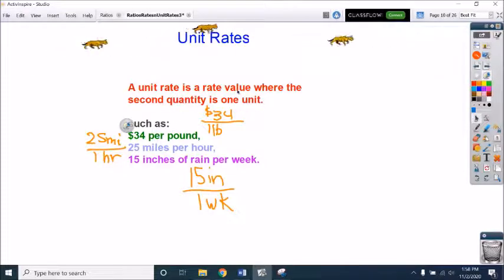A unit rate is a rate where the value of the second quantity is 1 unit. And we use these a lot in everyday life. If we go to the grocery store, we want to know how much the cost per pound is for grapes. So that's cost per pound. On the highway, we see a sign that says that the speed limit is 25 miles per hour. That's the speed limit. A lot of times you'll see this on the news, and it'll tell you how much it rained in 1 hour or in the season. And you could also get it as 15 inches in 1 week.